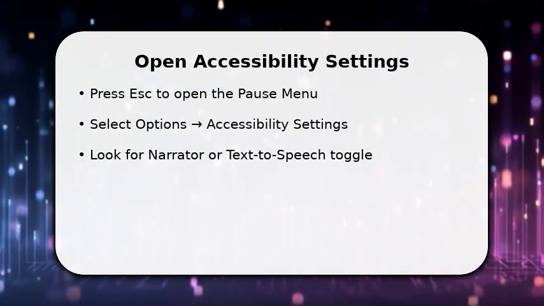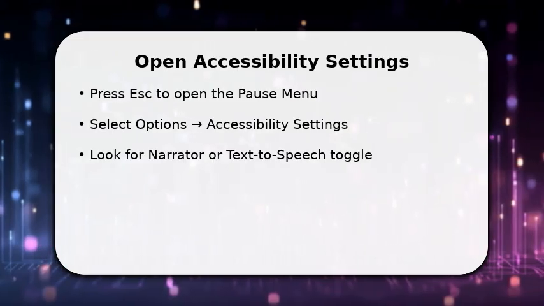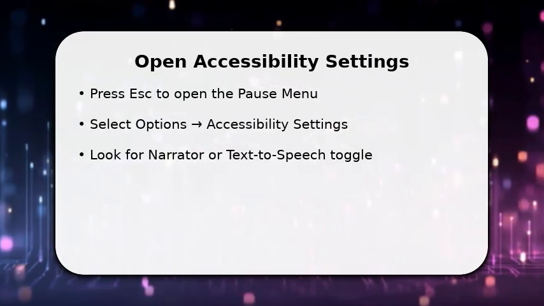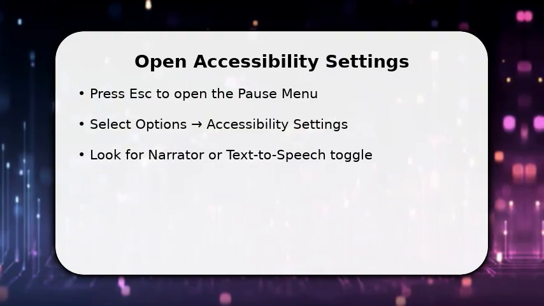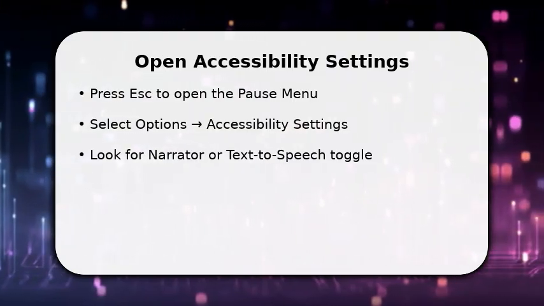You're starting inside your game. Press ESC and go straight to Options, then Accessibility Settings. Once there, scan the list for Narrator, Text-to-Speech, or Chat Voice options. These control the spoken UI.